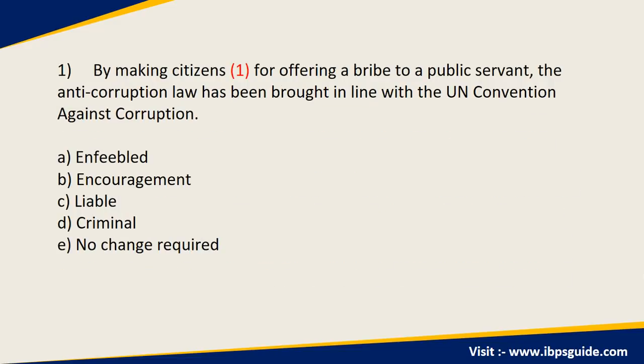Now we are going to be reading the passage part by part and answering the questions as we go. So the first sentence is by making citizens dash for offering a bribe to a public servant, the anti-corruption law has been brought in line with the UN Convention Against Corruption. So by making citizens dash. So obviously they are making citizens either do something or feel something, right? So let's take a look at the options and we can eliminate things that are not fitting this context.